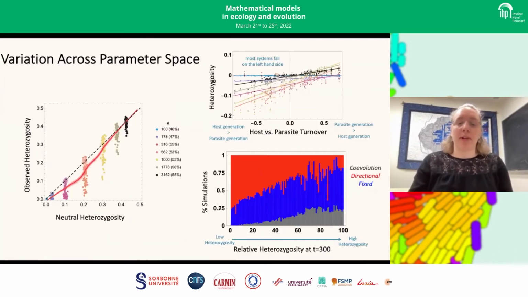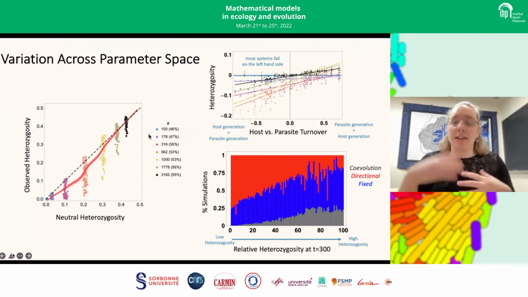So we can see this play out across parameter space. If I run a whole bunch of individual-based simulations, I can compare the neutral heterozygosity to the observed heterozygosity. And if I were to fall in this upper quadrant or upper triangle up here, that would be what we would expect under the maintenance of genetic variation. But instead, I see that most points fall down here in the lower triangle. And in fact, the average is a net decrease in heterozygosity. And we can see those two impacts that we mentioned earlier play out across parameter space, so that if you are over here on the left-hand side of the parameter space where host generations are longer than parasite generations, this will lead to a decrease in genetic variation.